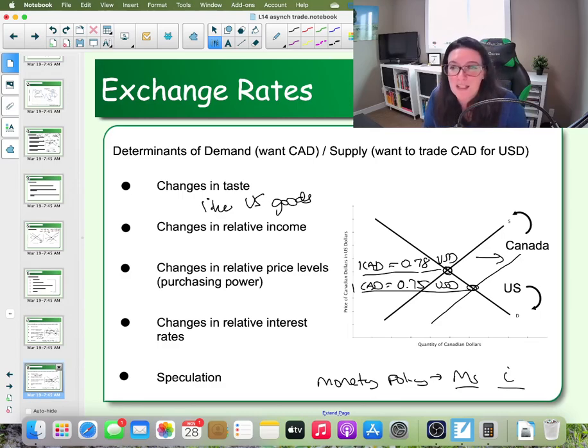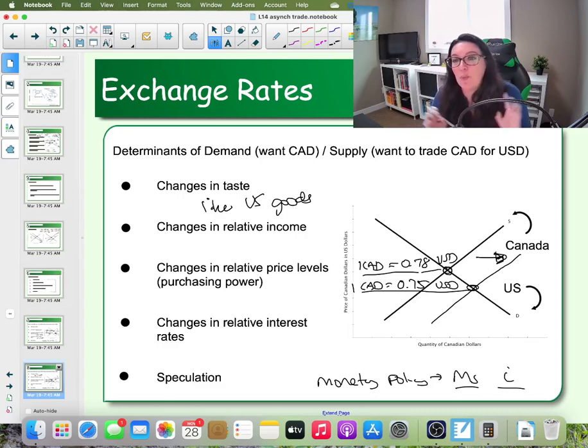Changes in relative income. What would cause us to buy more US goods, import more from the US? Well, if our incomes went up, so domestically the Canadian income went up, we would then buy more from other countries, which means we need to put more Canadian dollars out to get those US dollars to buy those US goods.